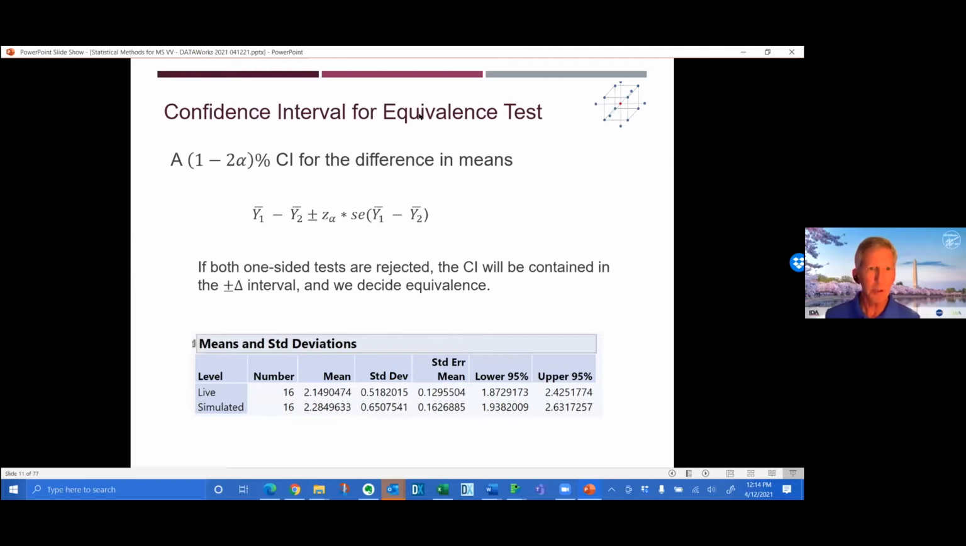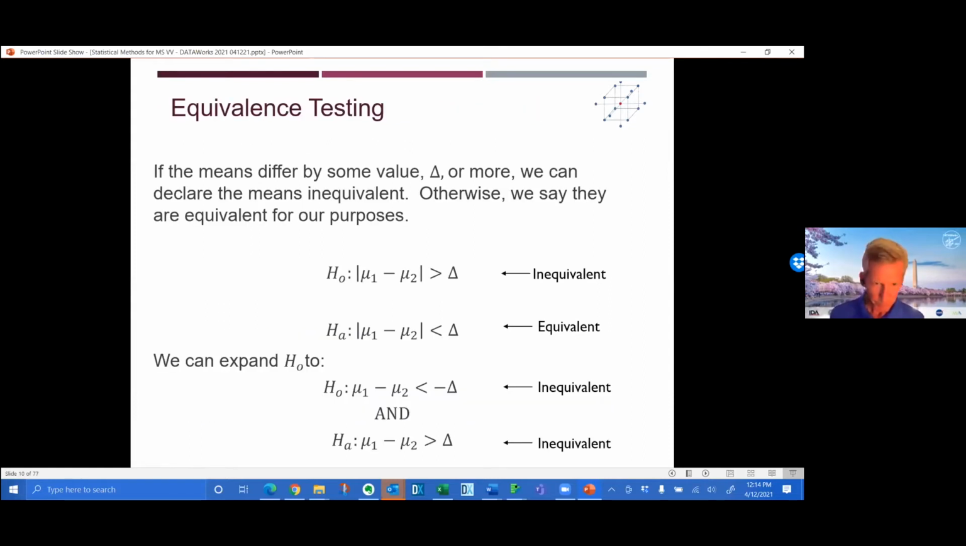So there are approaches out there that have been used in other industries quite successfully over time. One method is using a confidence interval approach. And as you see down there, we're going to build a confidence interval on the difference in the averages and then see if that confidence interval, both one-sided tests are rejected. The confidence interval is going to be contained within this plus or minus delta interval. And delta ends up being a big deal because that's really what we need to specify up front as our comfort level with if they're different, how different can they be and we're still okay with it, all right?